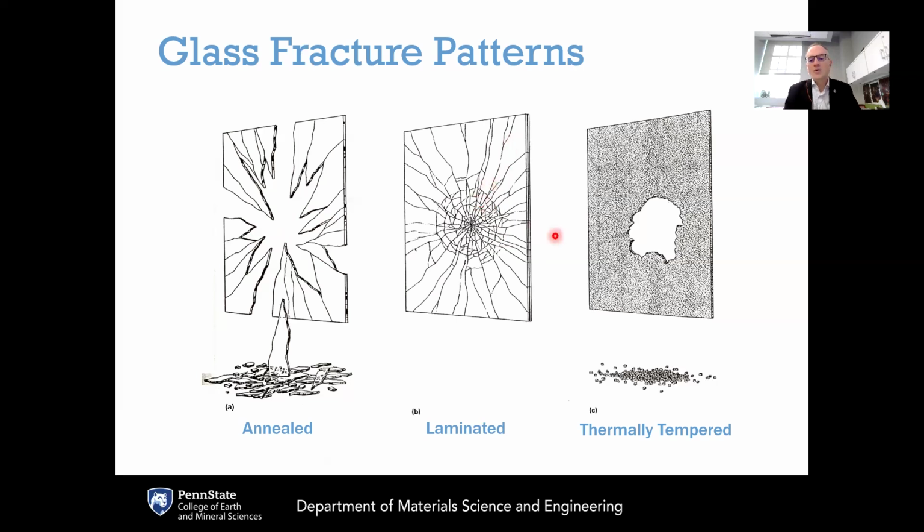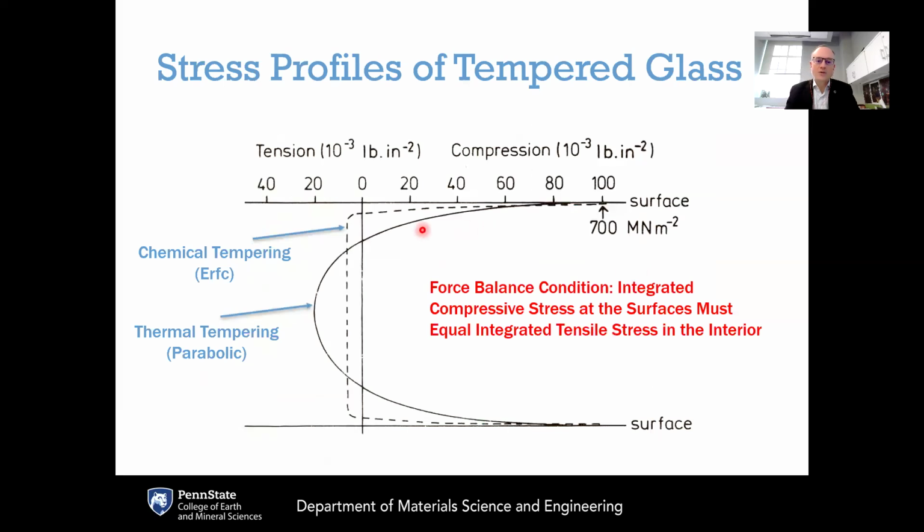And that really gets magnified when you go to thermally tempered glass, where there is a significant amount of tensile stress in the glass itself. And when a thermally tempered glass breaks, you get very small fragments. You get this kind of dicing behavior where the glass is not breaking into large shards, but it is dicing into these very small pieces. And the reason for that goes back to the stress profiles.